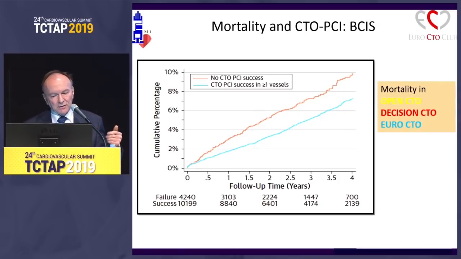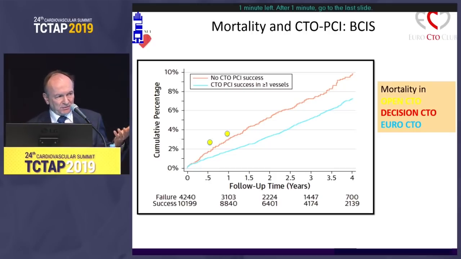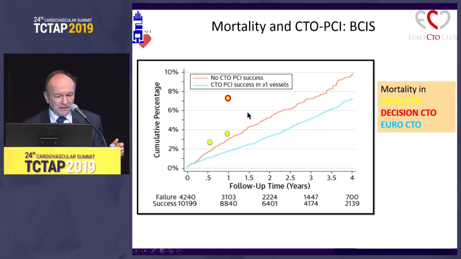Now, what are our contemporary data in respect to these survival curves? The open CTO in the US shows that their mortality is even higher because, for example, 40% of the patients are post-CABG, so they are a higher risk group. In the failed cases, they even had a mortality of 7% after 1 year.